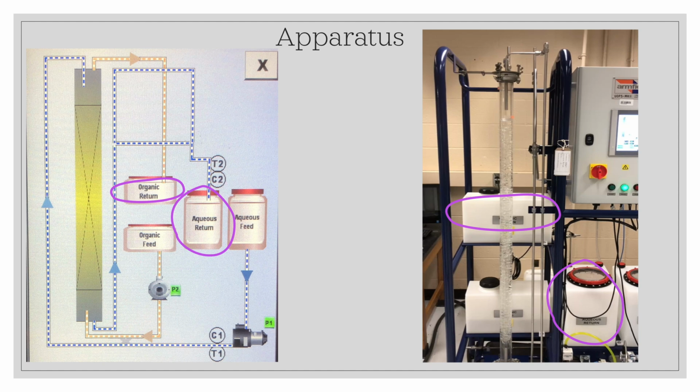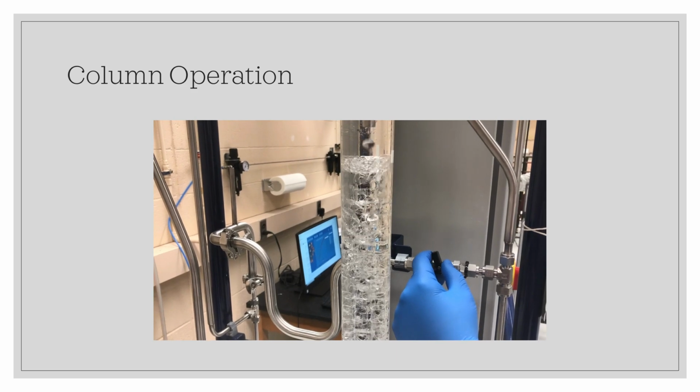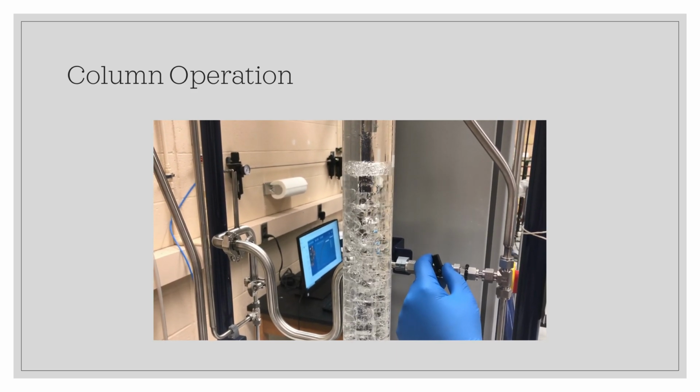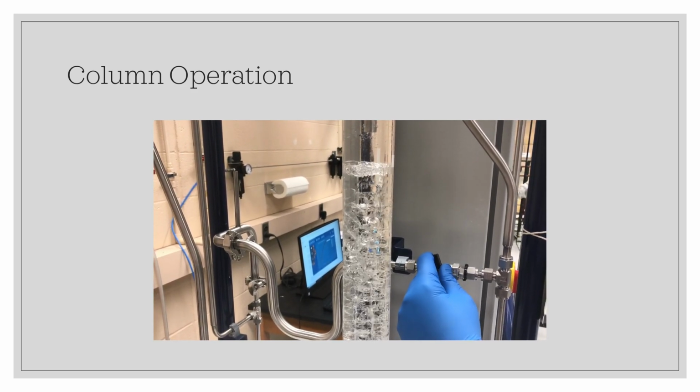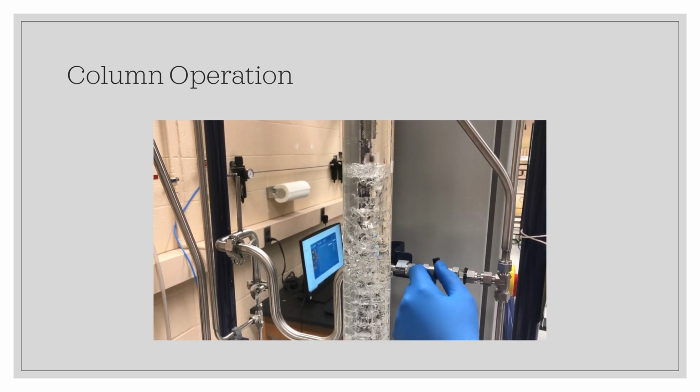To run a trial, the aqueous and organic pumps must be turned on via the touchpad. The flow rate of each stream can be controlled individually to collect data on different operating conditions. During each trial, the interface between the aqueous and organic phases is maintained at a constant level by continually adjusting the interface valve located near the top of the column.